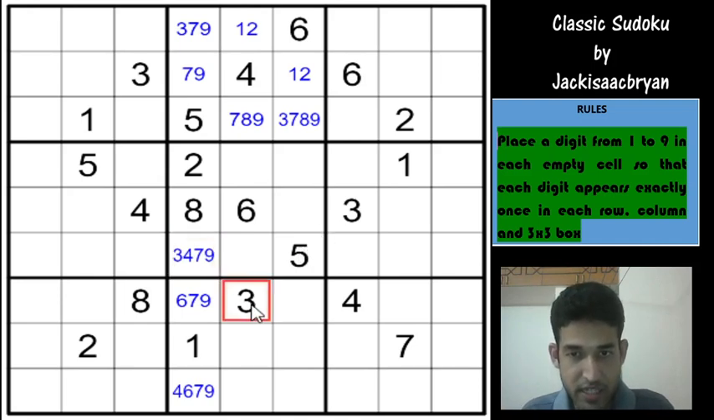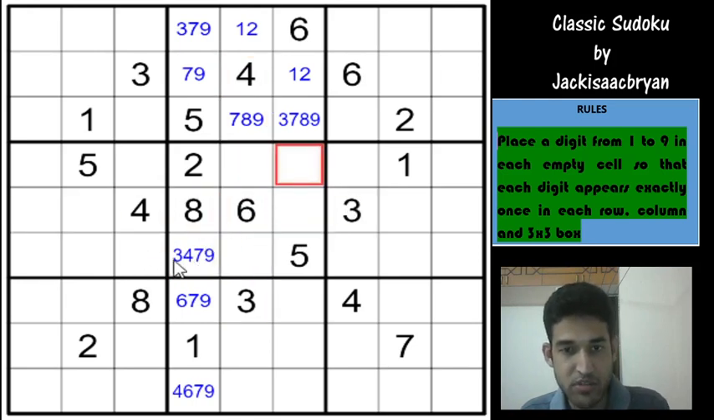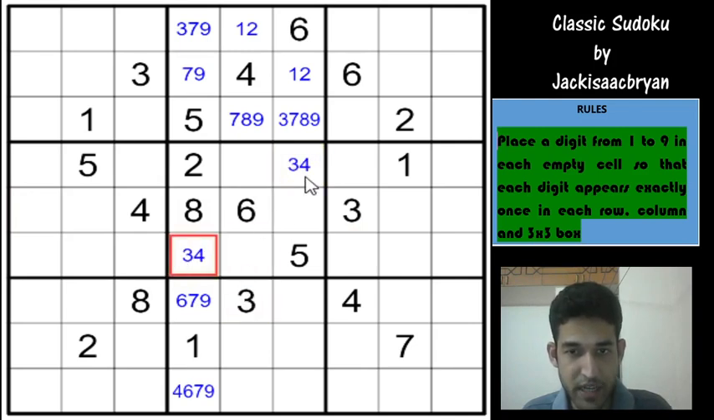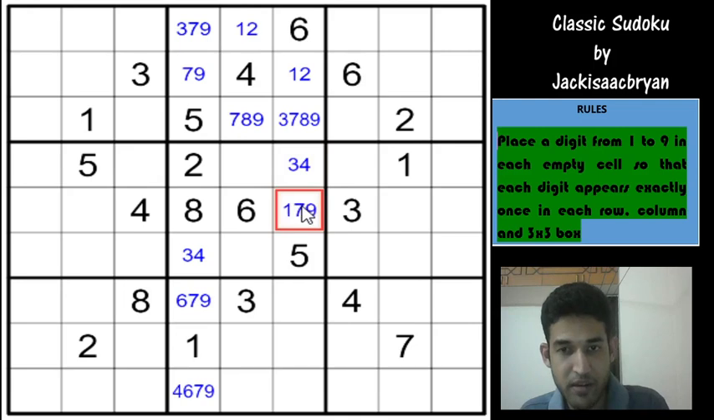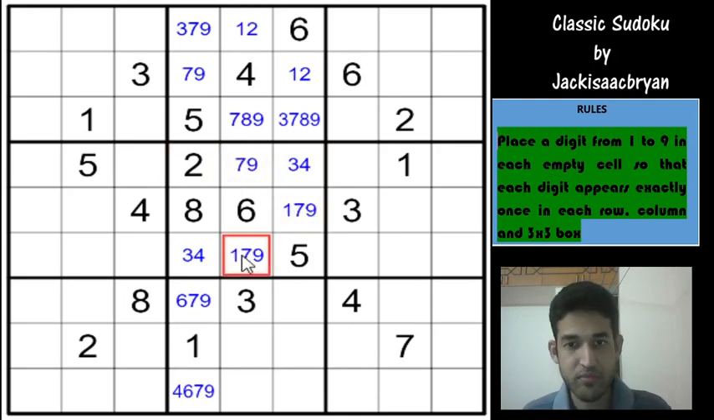And you will also notice that 3, 4 cannot be in the middle column and 3, 4 cannot be in the middle row. So you can lock a 3, 4 pair in box 5. So this cannot be 7, 9. So that would be 3, 4. These are the only two cells which can take a 3, 4. Which means that we can mark a triplet 1, 7, 9 in those cells.